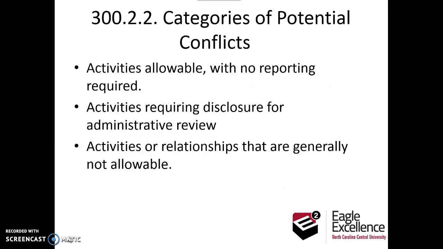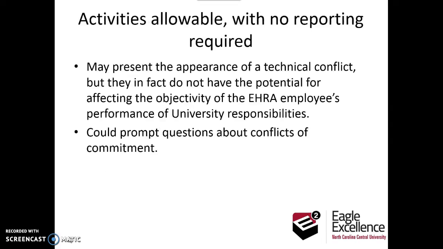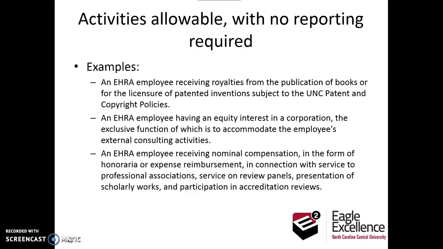There are three categories of potential conflicts which may arise during the course of university business. They include activities which are allowable with no reporting required, activities which require disclosure for administrative review, and activities or relationships that are not generally allowable. Allowable activities may present the appearance of a technical conflict, but they in fact do not have the potential for affecting the employee's objectivity for performance of university responsibilities. The following examples are all allowable without any reporting required.